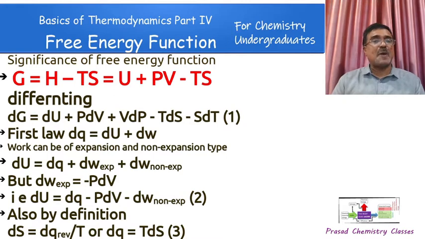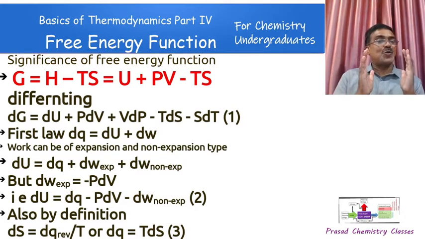That is not of expansion nature, right? Electrical work is a suitable example. In such a case, we have to expand this expression. dU is equal to dq plus dw expansion plus dw non-expansion. Okay, and we know expansion work is given as minus pdV. So we can write dU is equal to dq minus pdV.